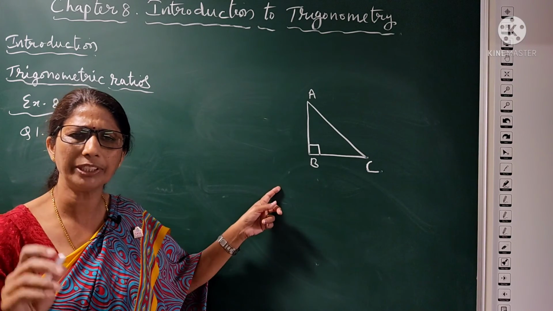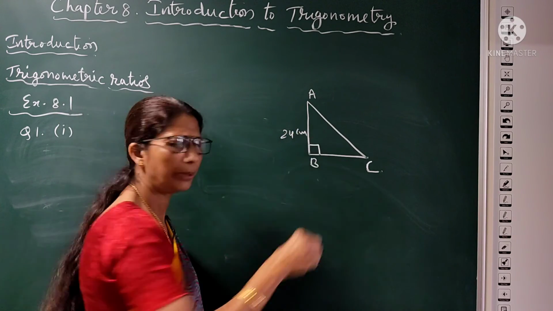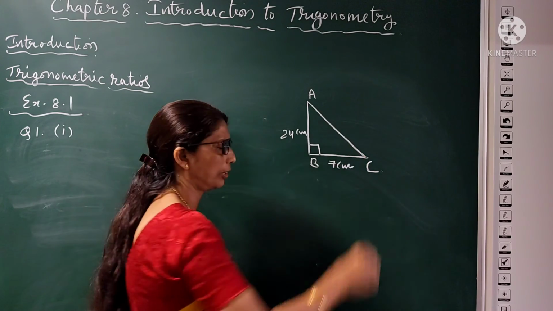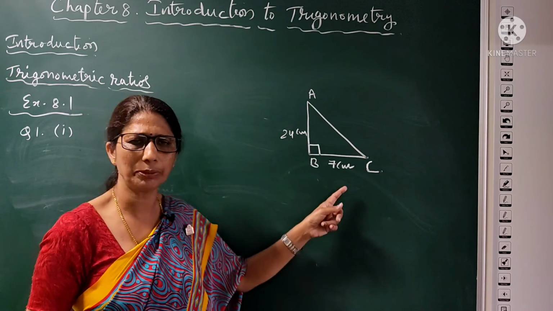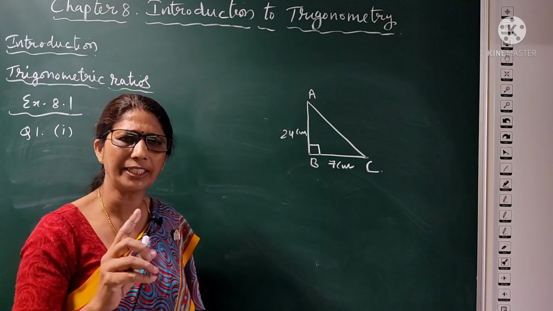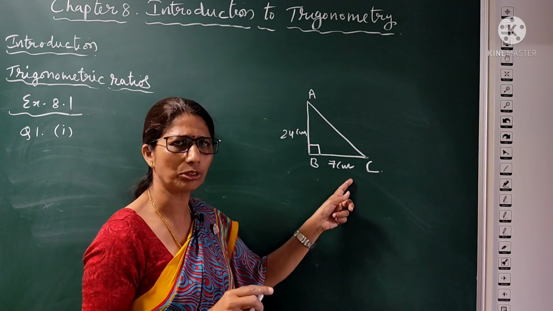And here it is given in the question, AB equal to 24 centimeter. This is AB. And what is BC given? BC is equal to 7 centimeter. AB 24 centimeter, BC 7 centimeter. What do we have to find? Sin A and cos A. We can find the first part, sin A and cos A.